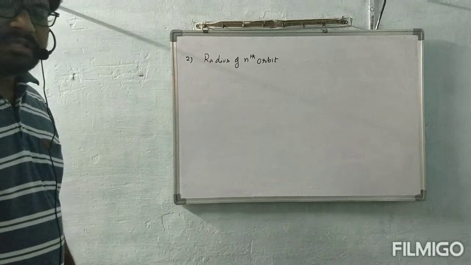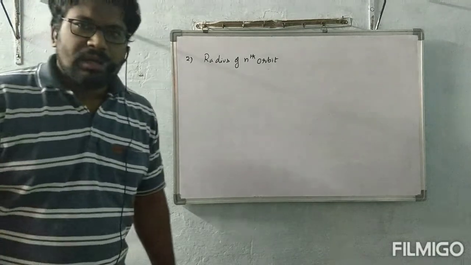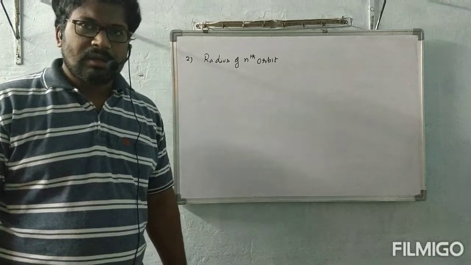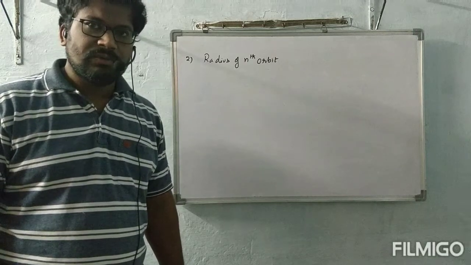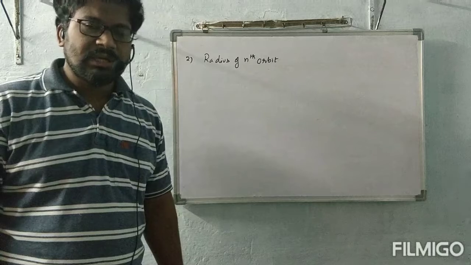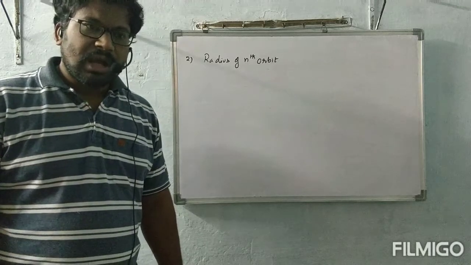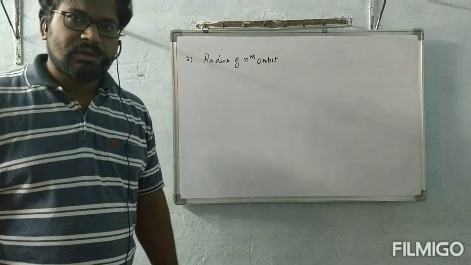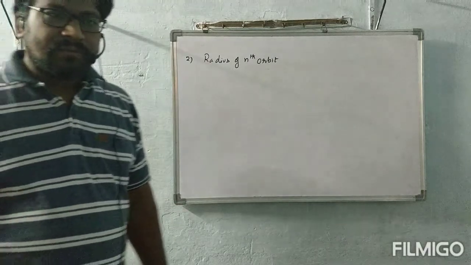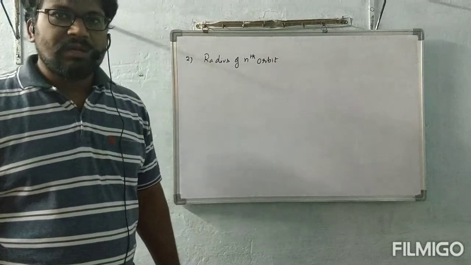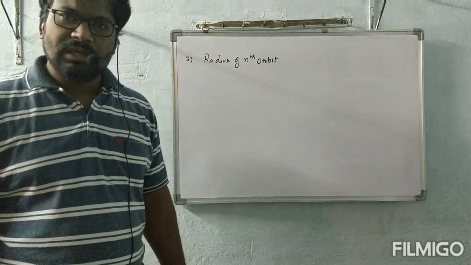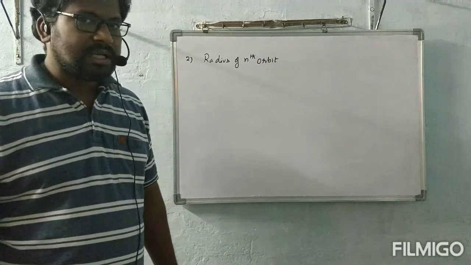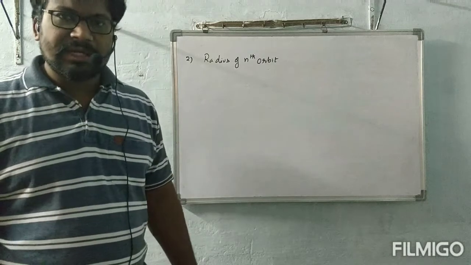Radius of nth orbit derivation was explained, but in your textbook the derivation is not there. Even so, if you are interested to see the derivation, say to me and I will write it on paper and send it to you, or download and send it. But one minute, that is not correct. If you ask me through WhatsApp for the derivation, I will explain it in the next class. In this class we will go through the formula directly.